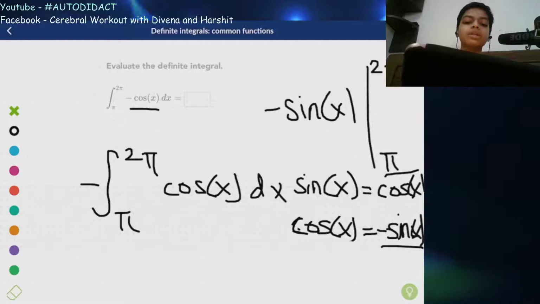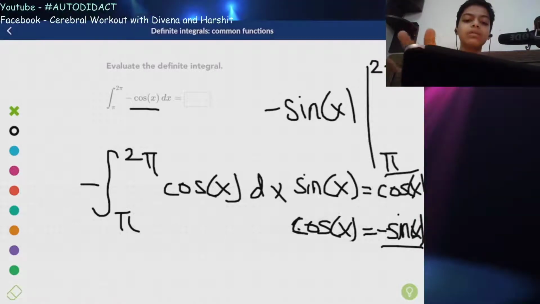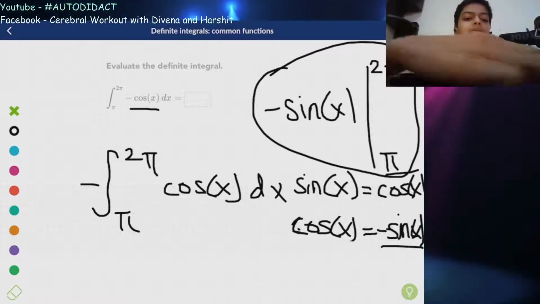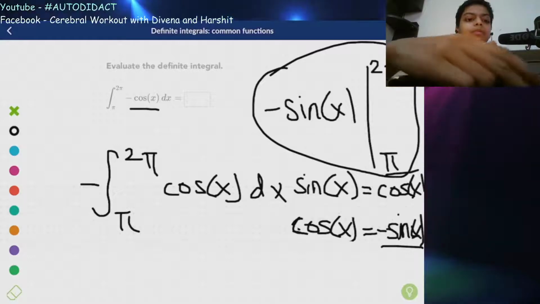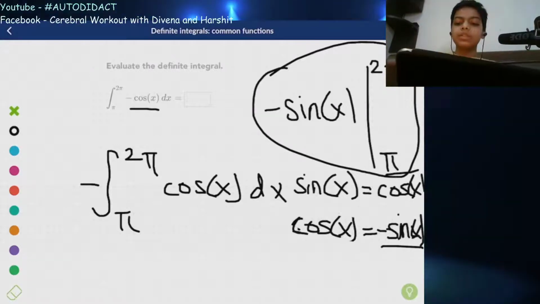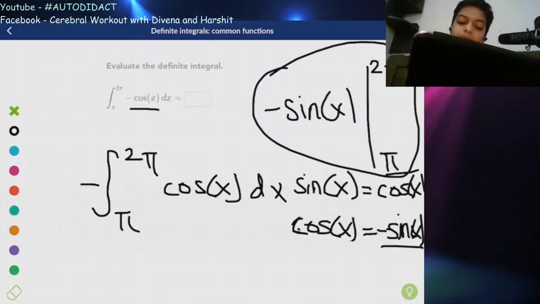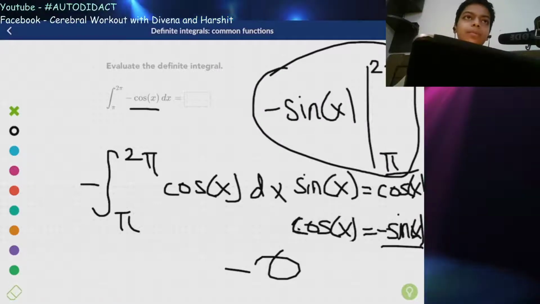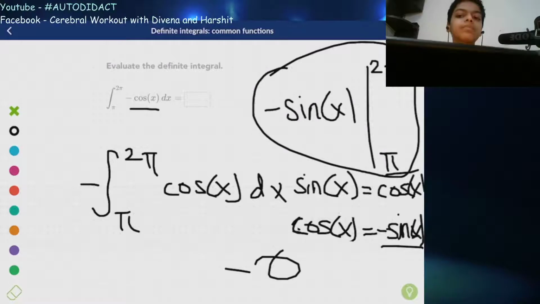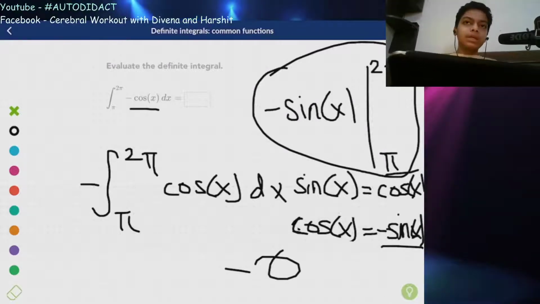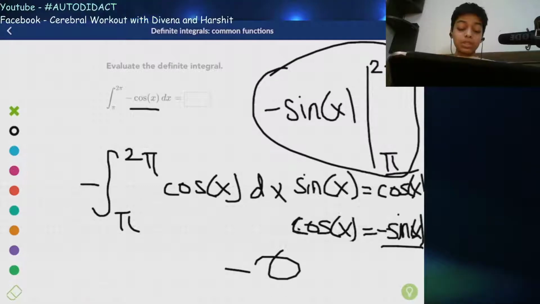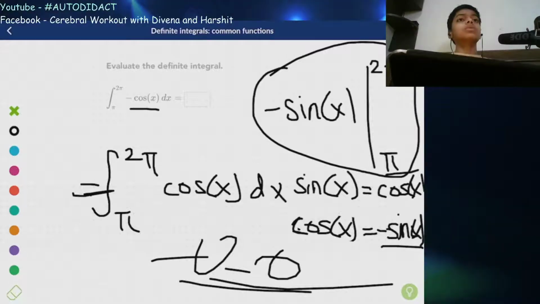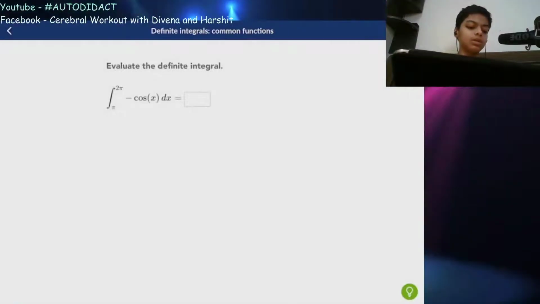From pi, what is negative sine of pi? We want to see what negative sine of pi is equal to. It is just equal to 0. And we want to subtract from it the value at 2 pi. Negative sine of 2 pi is also equal to 0 because it is a multiple of pi. So 0 minus 0 is just 0. So this is just equal to 0. Let's check our answer.